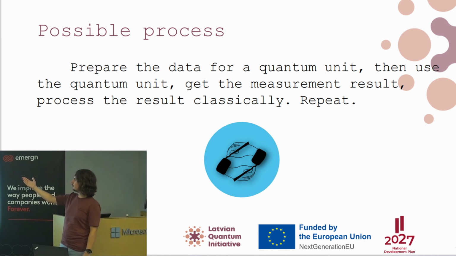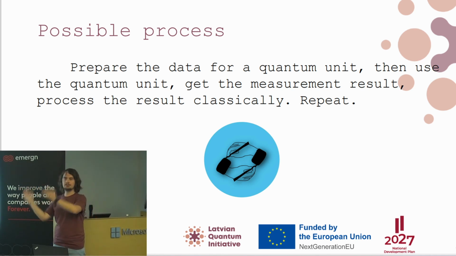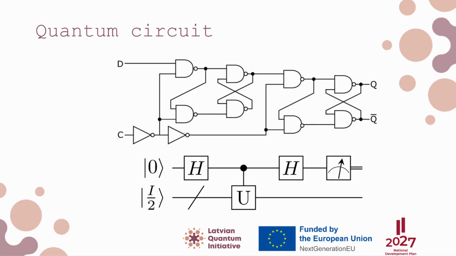You prepare the data for a quantum unit, then you use your quantum unit to process this data, you do the measurement so you obtain the outcome, and then you process this result classically. So you observe some regular data, you do whatever you wish with it, and maybe from it you conclude that you need to launch your quantum device once more, maybe to get some extra information or do next steps. So this is a possible process of quantum computation. And this is how the quantum computing process can look like.